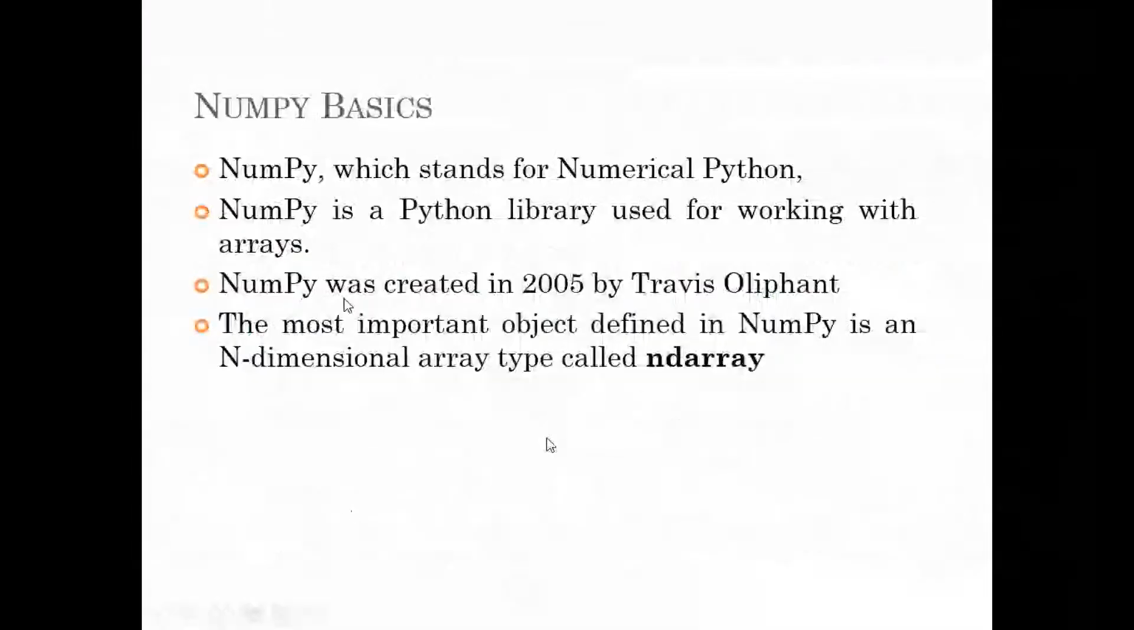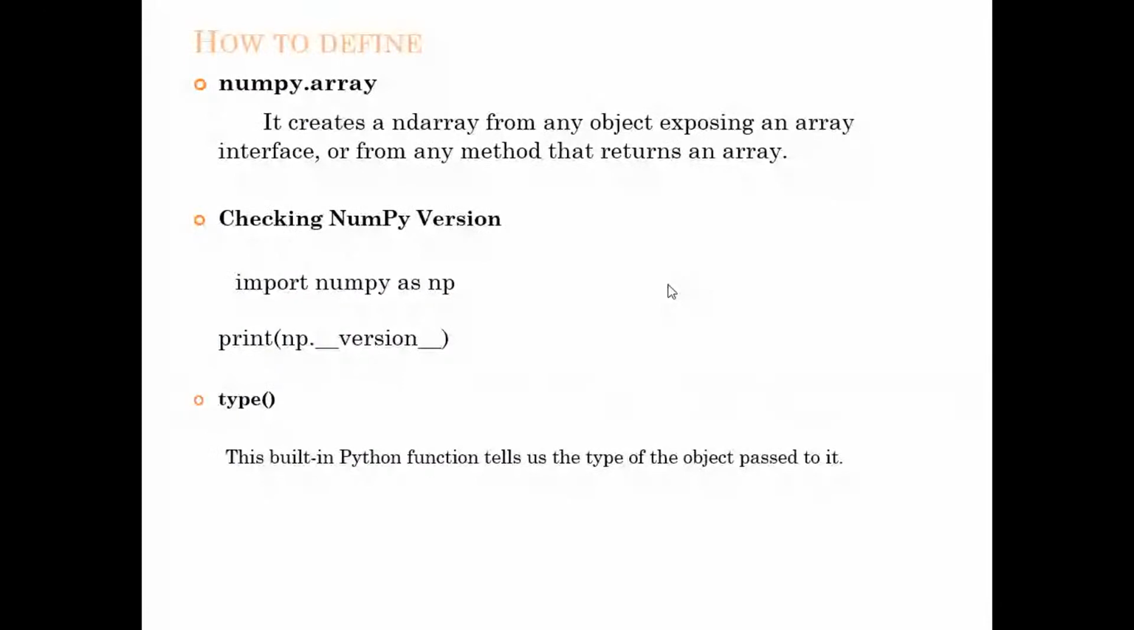How do you define an array? As we just spoke about arrays, NumPy is a general purpose array processing Python package. So numpy.array creates an ndarray, an n-dimensional array, from any object exposing an array interface, or from any method that returns an array.